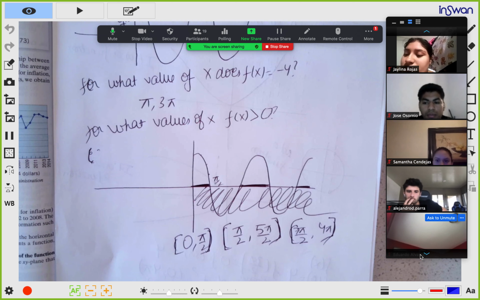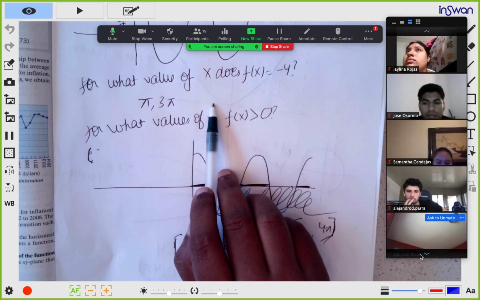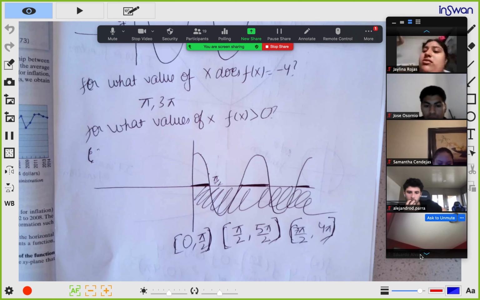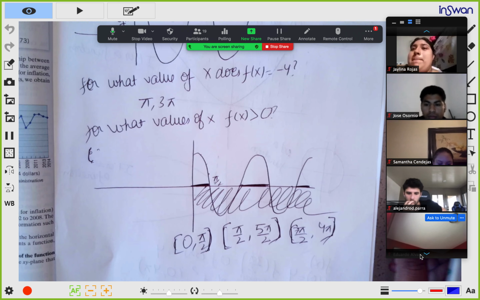In this problem before, they were saying f(x) is -4. They are asking about a specific point, but they are asking greater than 0 now. They are asking many points greater than 0. It could be 0.222, 0.333. It could be anything. Anyone has any doubt how I got this?